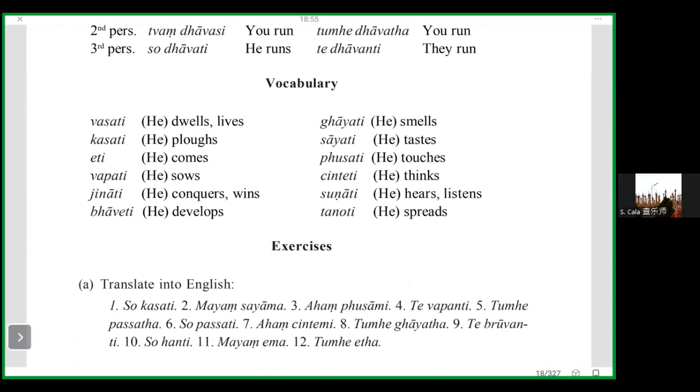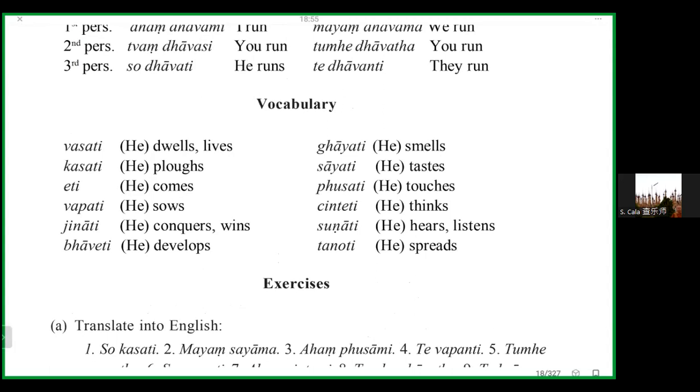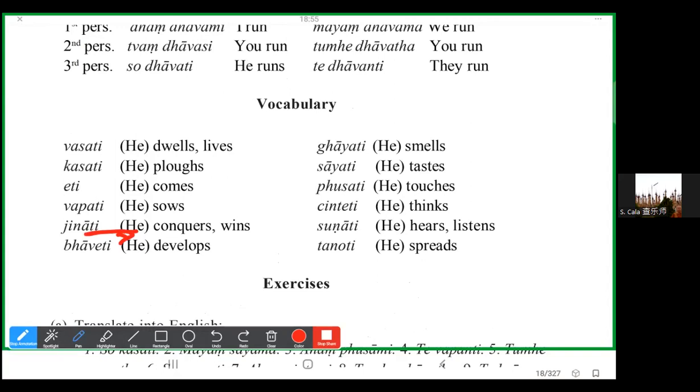So what we do is we look at the vocabulary. Wasati, he. Now remember we are still on the he, but all this can apply to she. So if you have the book, you just write in the book. It's not he only. Ti means he or she. So dwells, lives; kasati, plows; eti, comes; wapati, sows; jinati, conquers, wins. Remember last time I told you Ji, coming from Ji, you have the word Jaya. So very easy. Ji means conquer, wins.